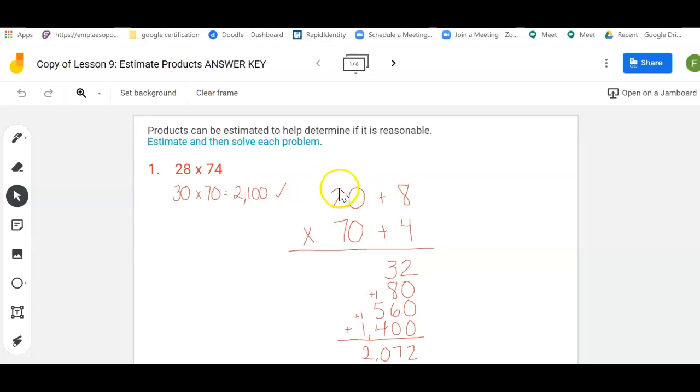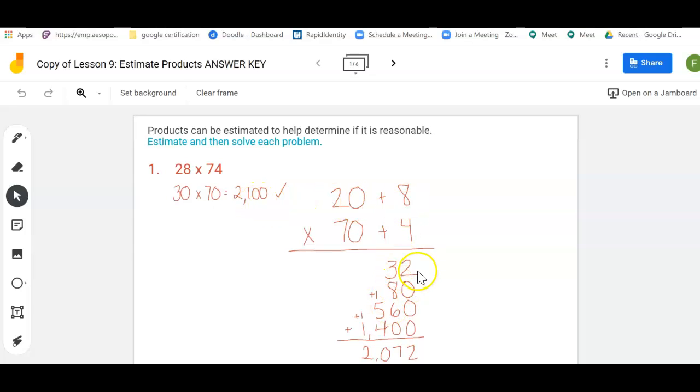And over here, I decomposed the 28. I actually went on and solved the problem. Decompose the 28 to be 20 plus 8, and the 74 to be 70 plus 4. And I went on and did all my multiplications. 4 times 8, 32. And I put my partial products down here. 4 times 20 is 80. 70 times 8, 560. 70 times 20, 1,400. These are all partial products, and my final product, 2,072. So this 2,072 is really close to 2,100. So my estimate was reasonable.